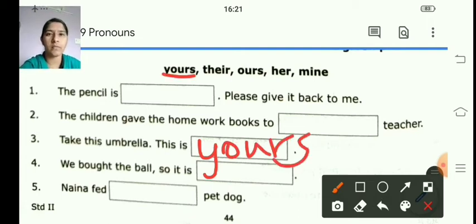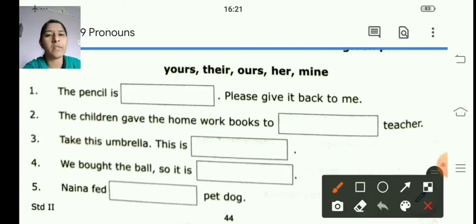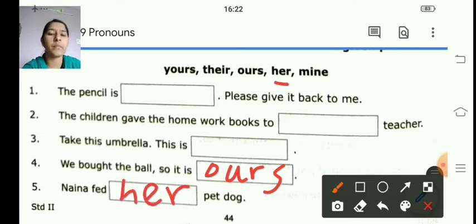Take this umbrella. This is yours. Right, children? Okay. The next one, fourth one. We bought the ball. So it is. So when you buy something, it is yours, right? So it is ours. So here it will be ours. So you will say, we bought this. We bought the ball. So it is ours, right? So last one, Naina fed dash pet dog. Naina is a girl. So her. Naina fed her pet dog.